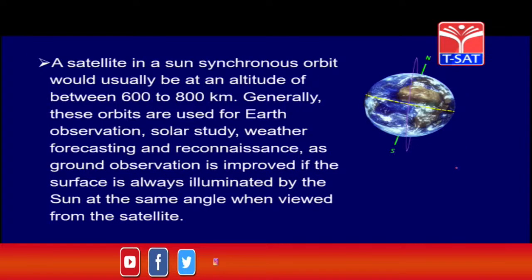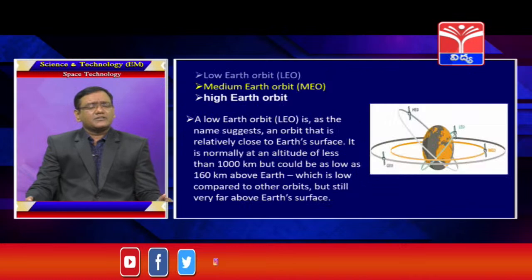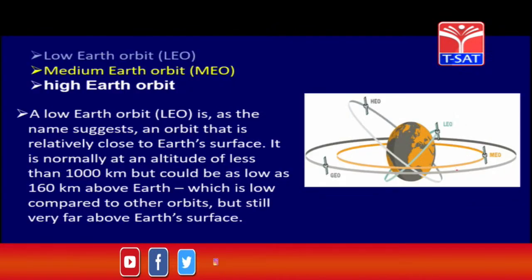So we have talked about sun synchronous orbit and polar satellites, and now let us move on to other types of orbits. These are low Earth orbits, medium Earth orbits, and high Earth orbits. These are different types of orbits, categorized based on the height of the orbits from the Earth.